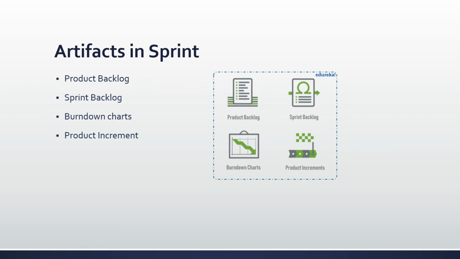And product increment is basically the output of the sprint. So the definition of done can vary among teams, as the development team may think that the product is done when it has been developed, tested, and accepted by the user. But other teams may define done when more testing, like regression and end-to-end testing, is complete.